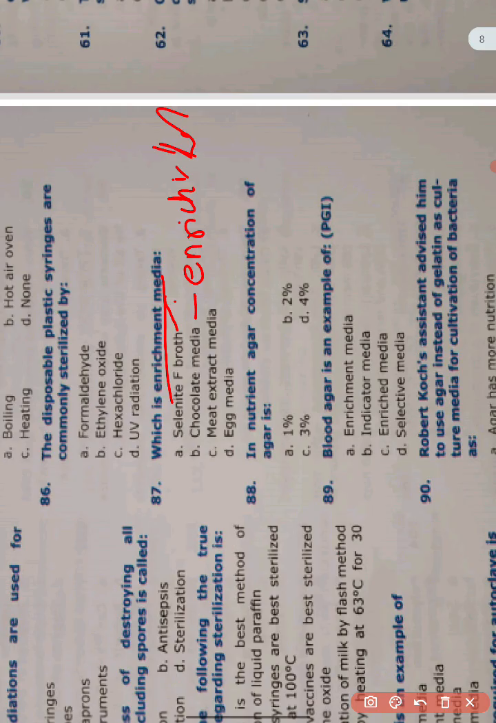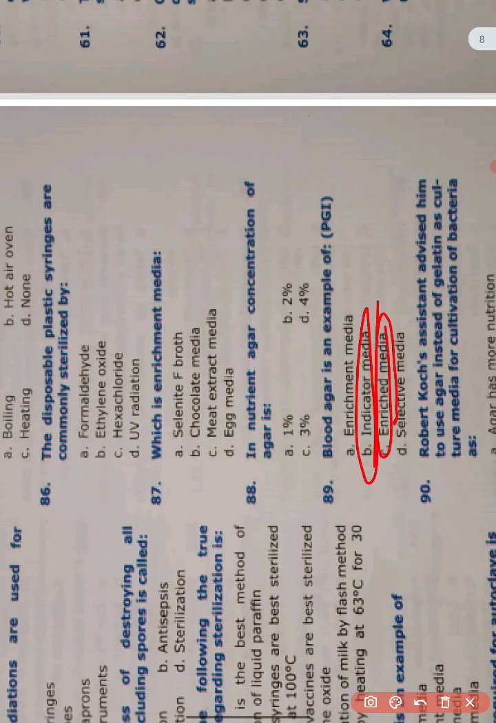Nutrient agar, concentration of agar is how much? 2%. Agar does not give any nutrition first of all. In nutrient agar concentration of agar is 2%. Semi-solid agar, the agar concentration is 0.5%. Solid medium like nutrient agar concentration is 1.5 to 2%. Semi-solid 0.5. Okay. Blood agar is an example of enriched media and indicator media also.